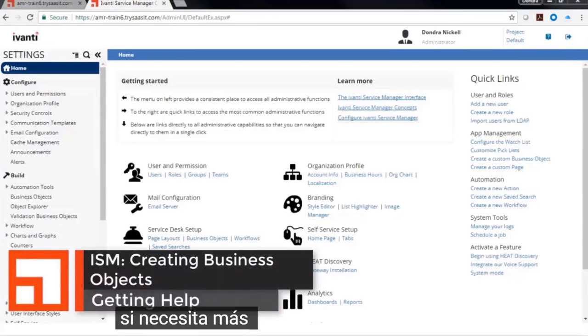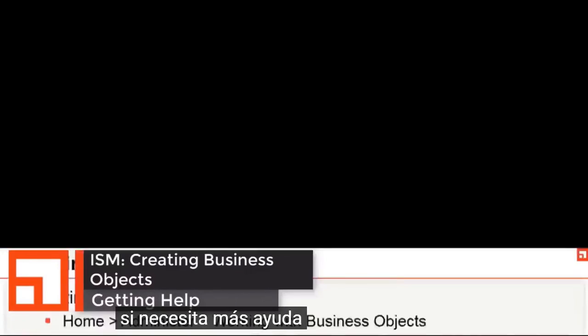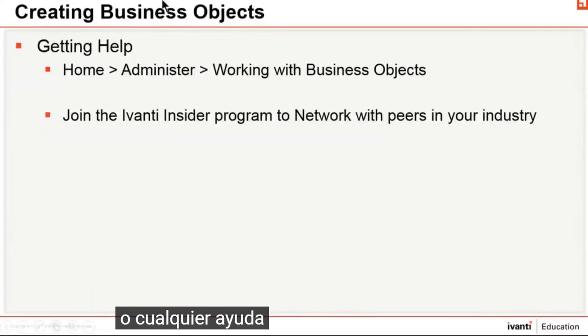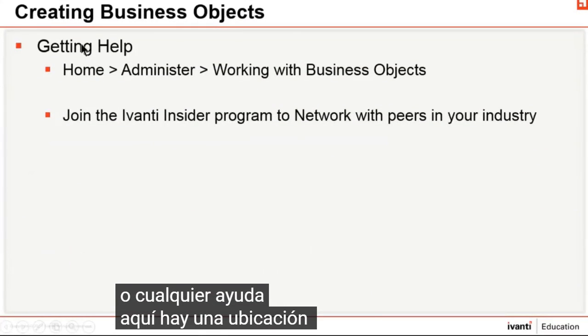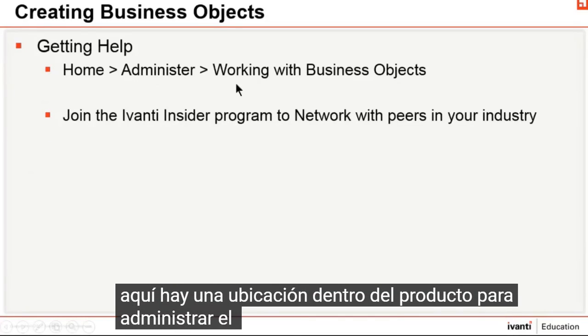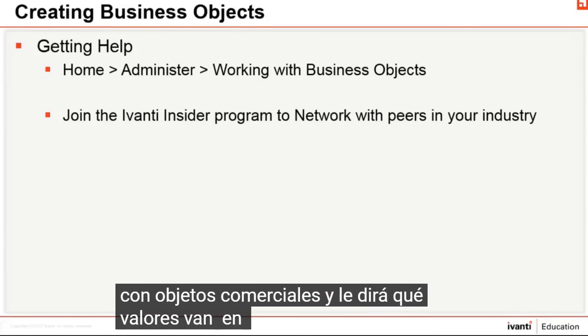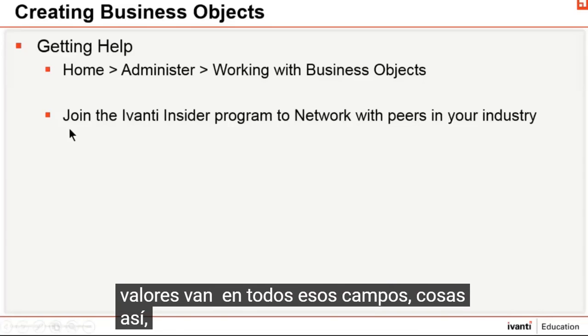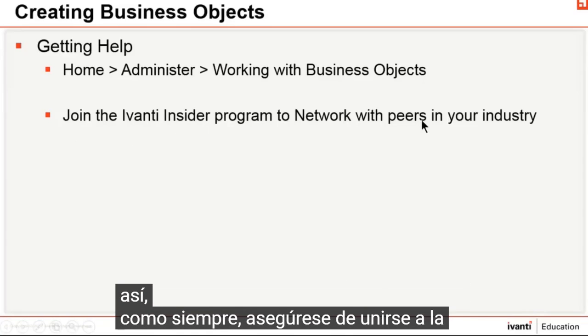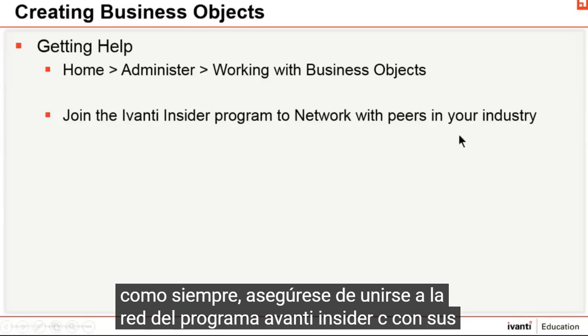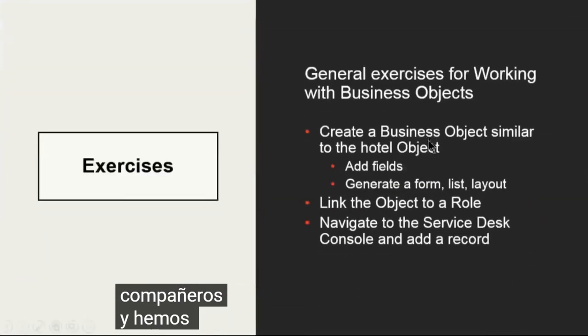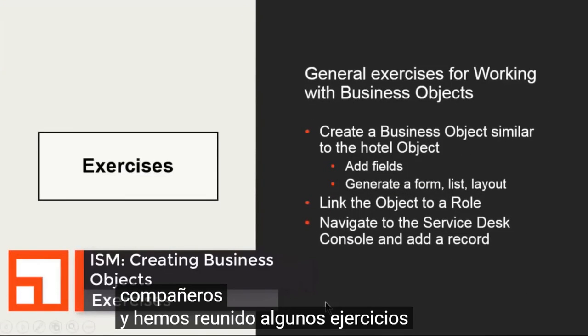If you need more help, or any help, here's a location within the product. So home, administer, and then working with business objects, and it'll tell you what values go in all those fields and things like that. As always, be sure to join the Ivanti Insider program so you can network with your peers. And we've put together a few exercises for you to do.